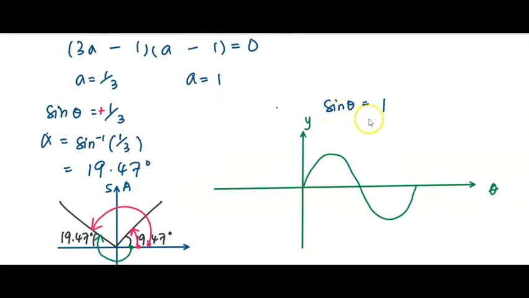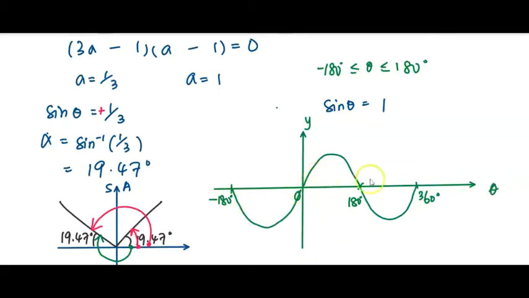To solve sine theta equals 1, we are going to use the graph of sine theta. Here I have the graph of sine theta from 0 to 360 degrees, and in the middle that will be 180 degrees. Since the angle now is allowed from negative 180 to 180 degrees, I will extend my graph to the left side. This is my negative 180 degrees.